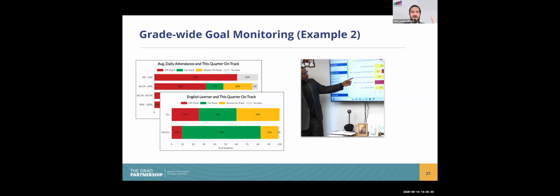Those subgroups also might not be demographic, right? So we have this other chart that shows average daily attendance compared to on track. And predictably, in this synthetic data, students who are present less often at school are also more likely to be off track. And so those high level trends can be really meaningful for a team lead or an administrator to say, hey, there's a trend here that we need to dig into. It might be more than just a couple individual students, but we need to pay attention to that underlying root cause.